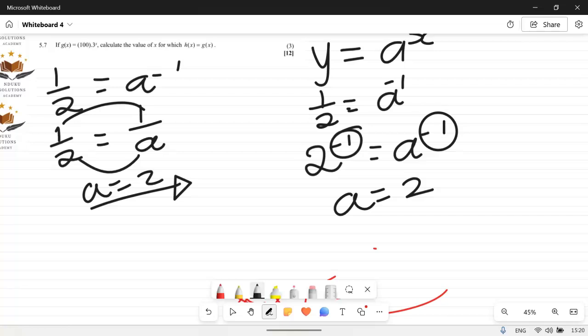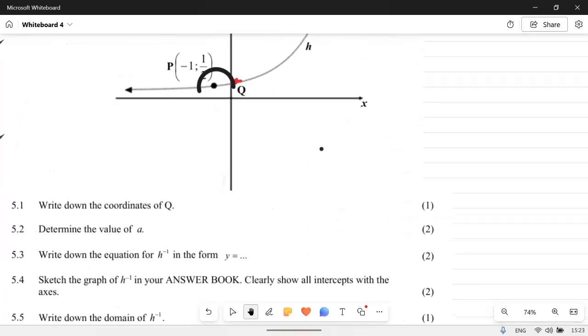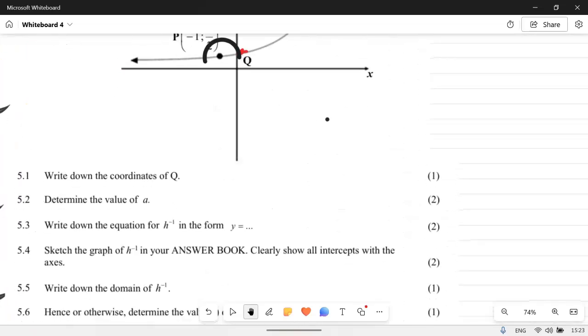We'll move on to 5.3, where we're looking for the inverse. I don't know if it's visible. The question says write down the equation of the inverse in the form y equals and so on. In talking about the inverse, we're talking about a reflection across the line y equals x.